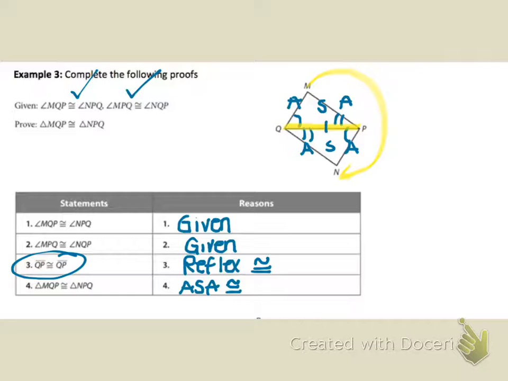So that's not so bad, right? It's really just going through establishing what information they already provided, and then seeing if we can tell, giving some of the theorems that we've learned and looking at the drawing, other things that we can establish so that we get those three parts that we need, two angles and the included side.